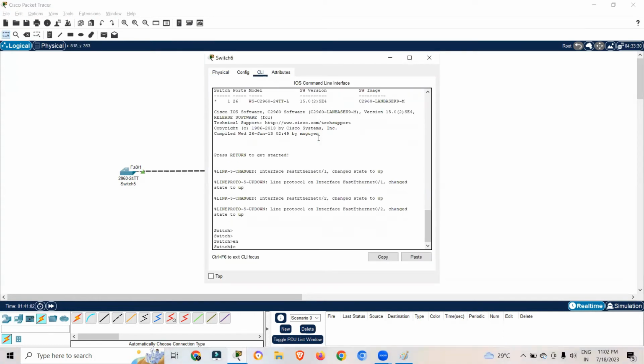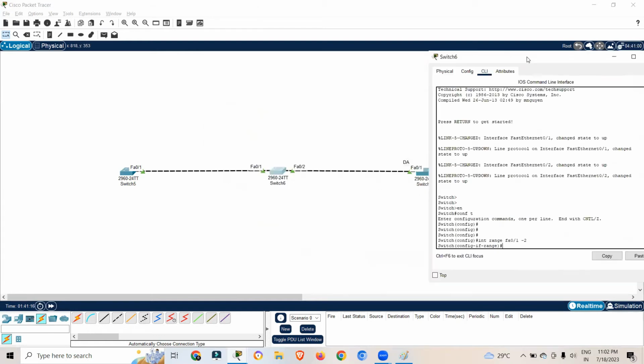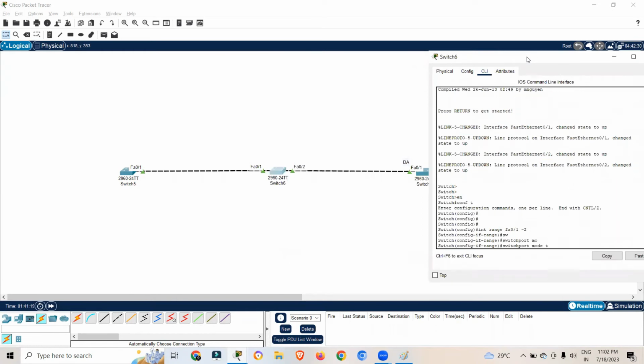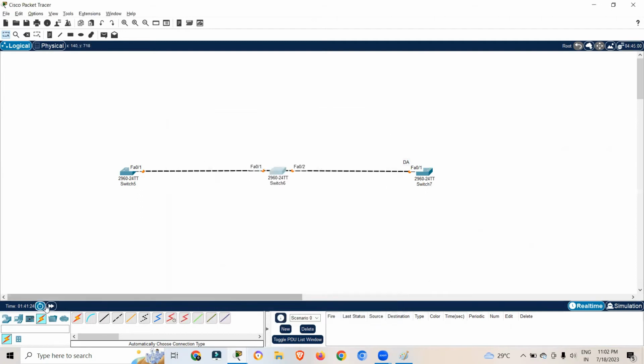CLI, enable, configure terminal, interface range FA0/1 - 4. Okay. Switchport mode trunk. When I do the trunk configuration here, let's fast forward. So what I have done is I made this port a trunk port. Here I have done the trunk configuration on this interface also.